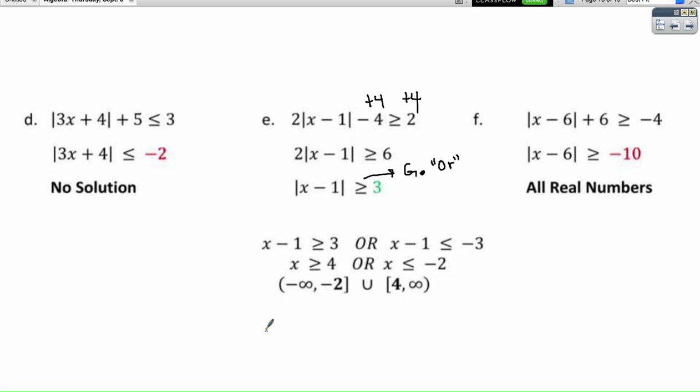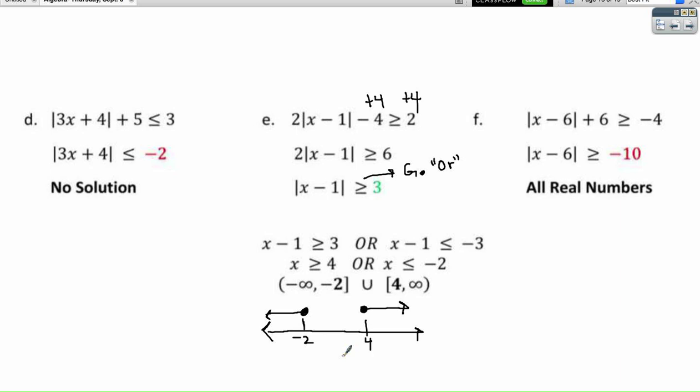So if I were to graph this on the little number line here, at negative 2 and at positive 4, it says less than or equal to negative 2, so I got a closed circle at negative 2 going less than, and greater than or equal to 4. That is an or statement. It's doing exactly what it should be doing.